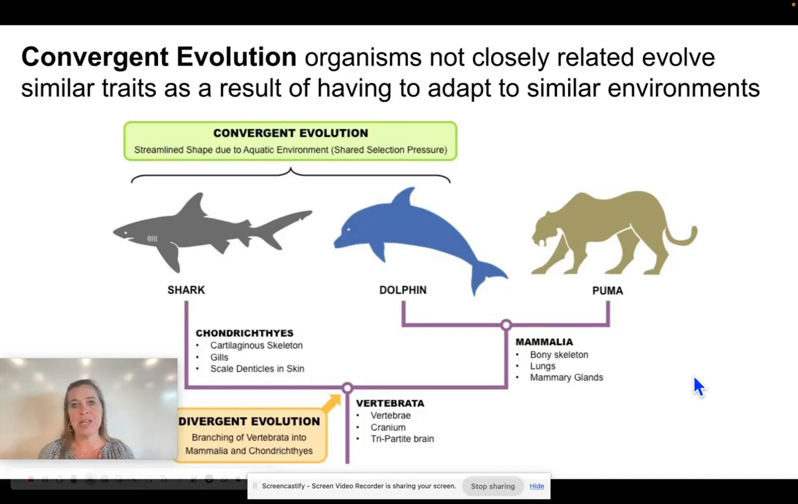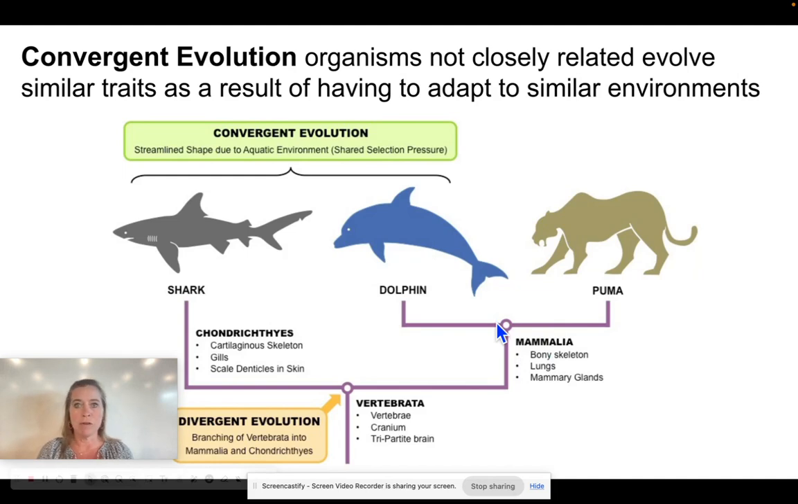Convergent evolution is when organisms not closely related can evolve similar traits as a result of having to adapt to similar environments. So remember we talked about how homologous structures are indicators that organisms that may look very different have a common ancestry. In this case, it's like the opposite. You can see that a long time ago, vertebrata or vertebrates diverged from the chondrichthyes or the sharks. So there was a divergence here, and all vertebrates are going to be part of this, and dolphins, for instance, are going to be part of Mammalia.